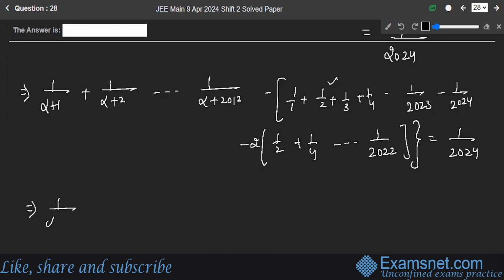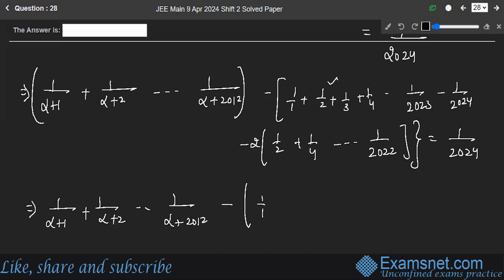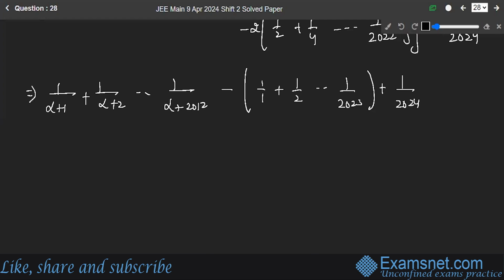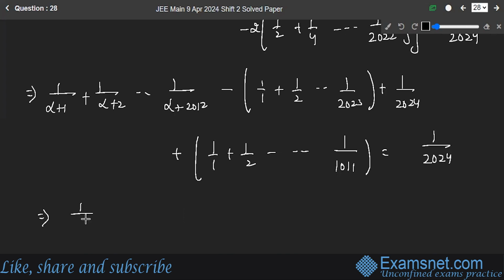2024, or this is equal to 1 upon alpha plus 1, and this till 1 upon alpha plus 2012 minus 1 upon 1 plus 1 upon 2 till 1 upon 2023 plus 1 upon 2024, right? And then it will be plus of 1, 1 by 2, and so on till 1 upon 1011. This whole thing is equal to 1 upon 2024. Or this will be 1 upon this, and 1 upon 2012.